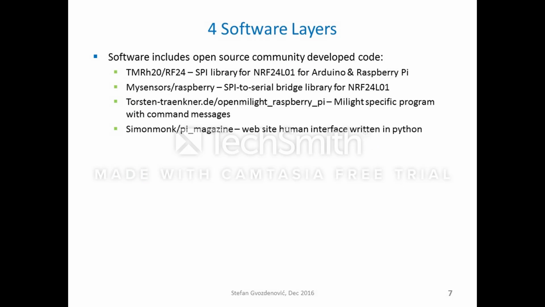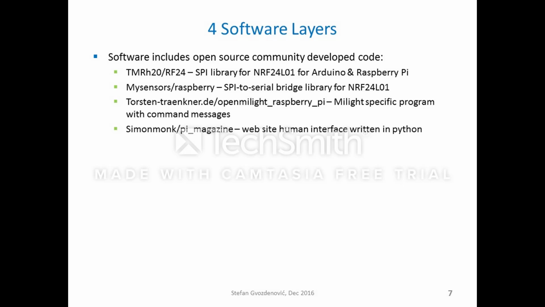Four software layers are necessary for this project, excluding AWS and the Lambda function. The RF24 repository is a GitHub repository, which is an SPI library for the NRF24 radio. It has more capability than is being utilized for this project, since it supports Arduino as well. The Raspberry repository made by the MySensors open source community is acting as an SPI to serial bridge.